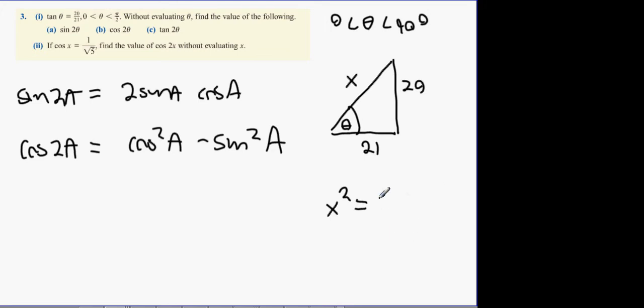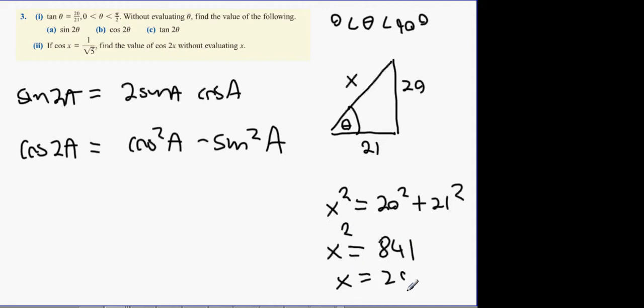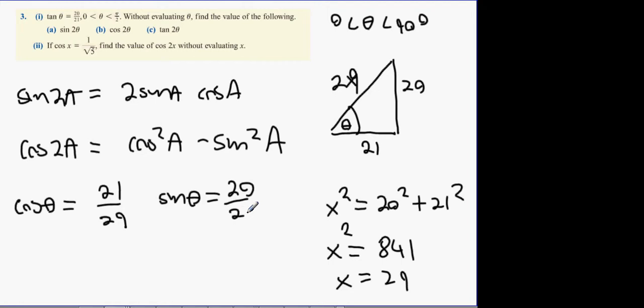841. So what did you say it was? Is it 841? Yeah, it's 29. 29? Yeah. X equals 29. So look guys, it's really easy now. So now we know that cos theta equals, cos theta is going to be, anybody? 21 over 29. Sine theta? Anybody? 20 over 29.